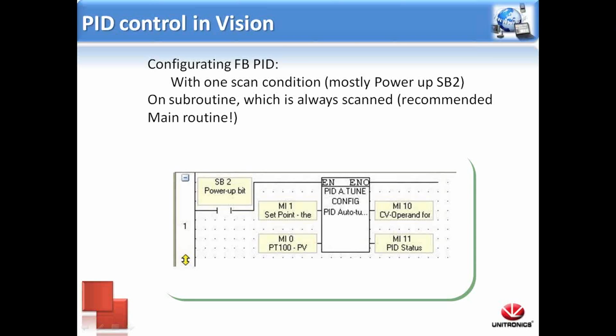So as I mentioned, PID in vision controllers use function blocks. The most important function block is the PID configuration. The PID configuration must be run one time. We recommend that the PID configuration run in the main routine off of the power-up bit SB2, as shown below.